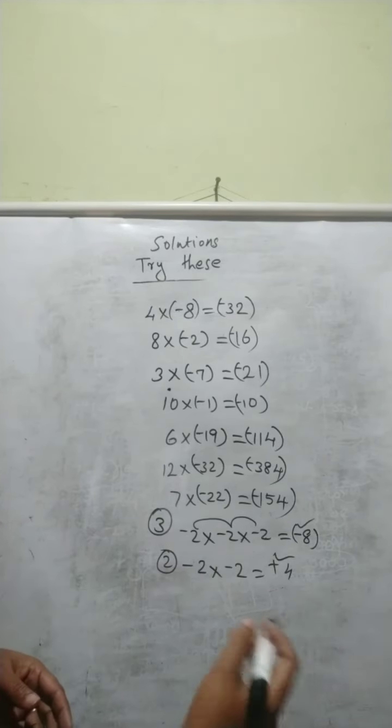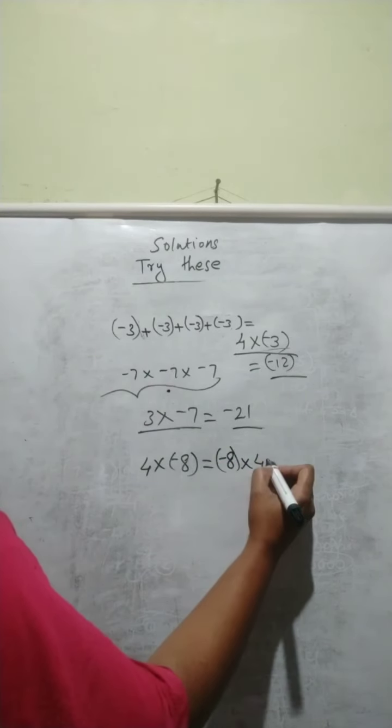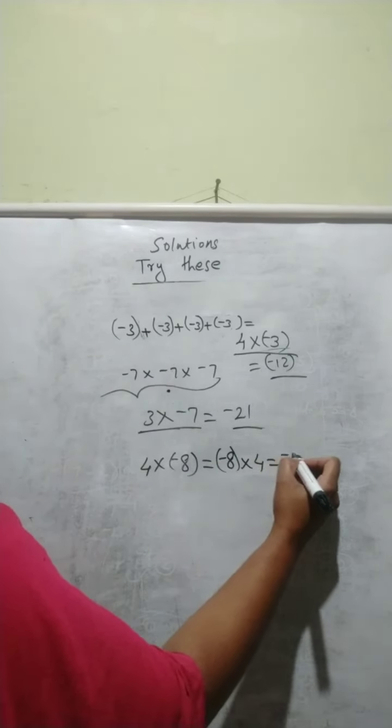Then there are blanks. We have to fill in the blanks. For the first question, this was blank and this one also blank. For the second question, this one and this one. These questions are on page number 10 itself. Then the next question, 4 times negative 8 is equal to, as we have studied in the commutative property, negative 8 times 4. That is equal to negative 32. These two are blank.